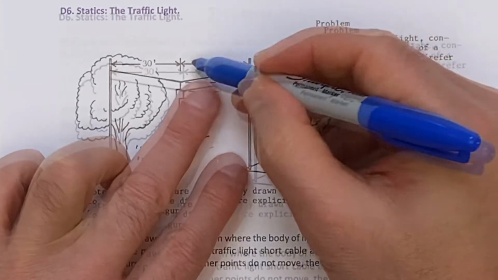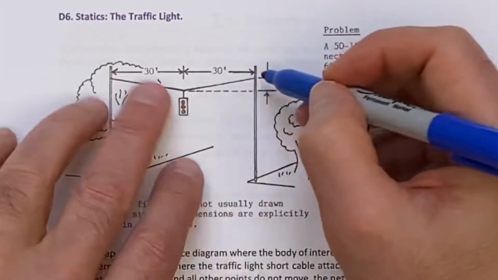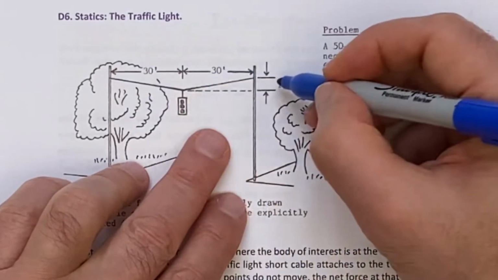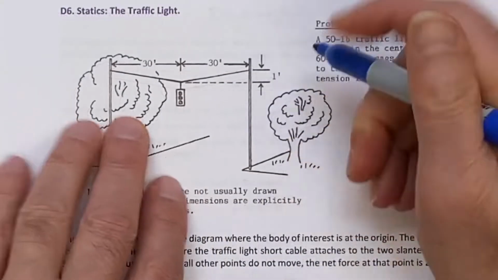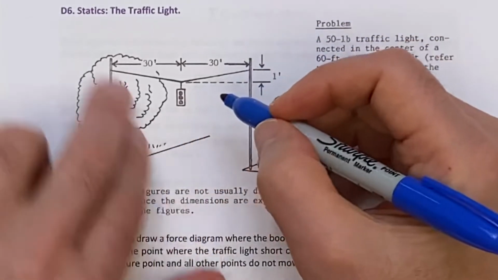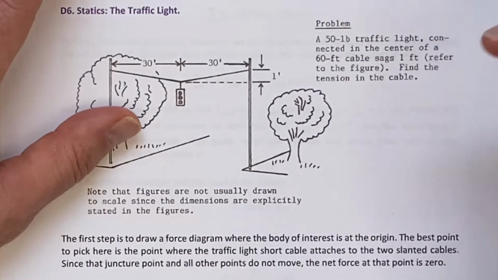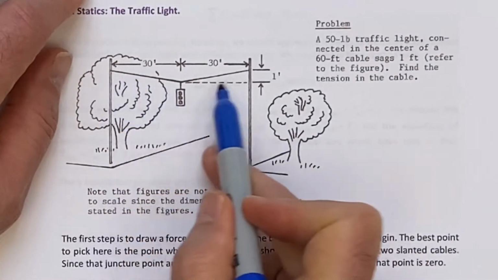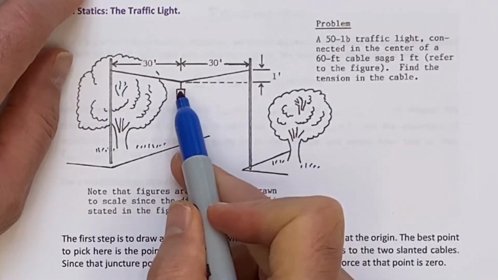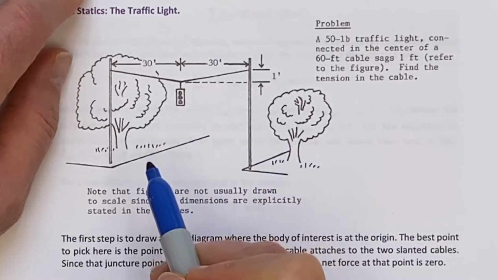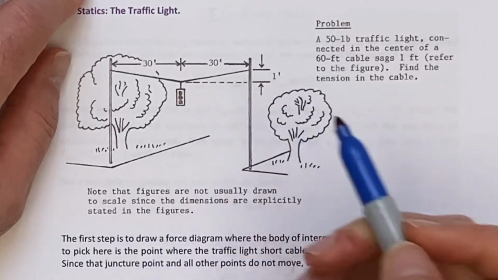So this is 30 feet. It's easier to see the diagram when it's not to scale. 30 feet, 30 feet, 1 foot, nice trees, traffic light. And the traffic light is 50 pounds. And it's connected in the center. See, this is like a 60-foot cable, and it's stretching a cable a little bit. Find the tension in the cable.